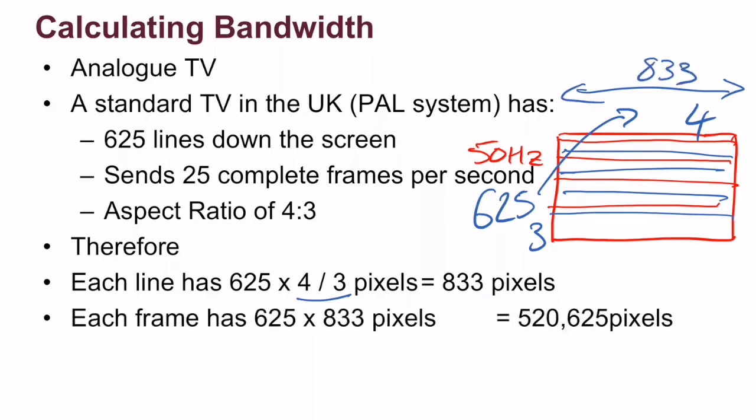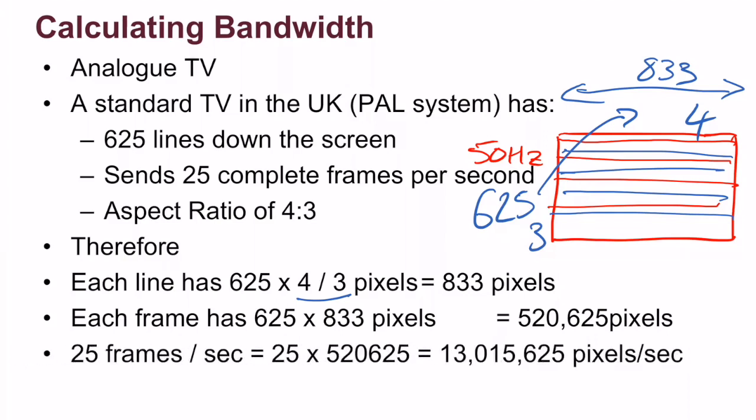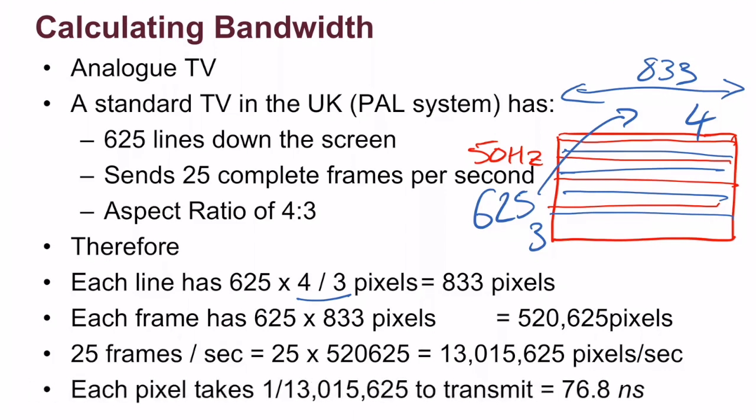And so fairly straightforwardly we can work out that one whole frame is going to be 520,000 pixels. So that's how many dots of colour make up the whole of this screen. Now we know we send a complete one of these 25 times a second, so that will tell us that there are going to be 13 million pixels roughly per second being transmitted. So you could work out that each pixel, so that's our TB, our time for each bit, each pixel of our signal, is going to be about 76.8 nanoseconds.